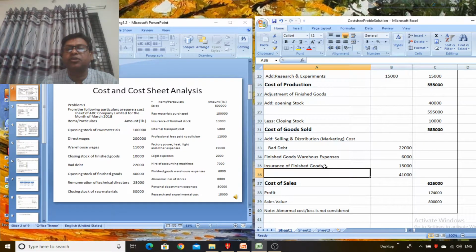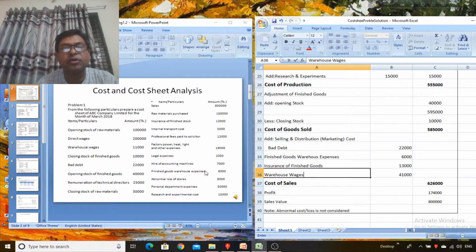Insurance of finished goods is one sort of selling expense or marketing cost, and the other cost we did not consider earlier is the warehouse wages. So warehouse wages, we can add it here. You can also add it here in the raw material segment. If it is a storehouse, we can consider it warehouse wages.